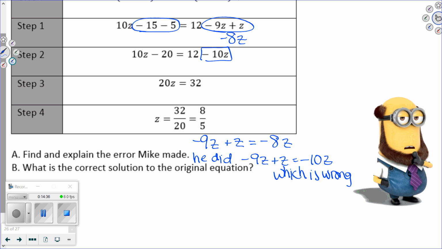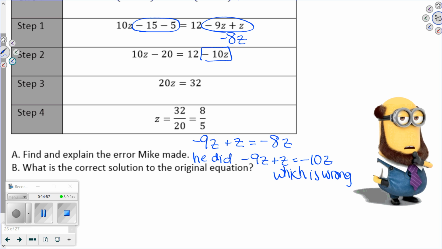Okay, in math, you can explain a lot just by showing work. So I don't actually need sentences. If you're somebody who likes sentences, by all means, you're more than welcome to write them. I'm not going to count it wrong, but you don't have to. So just recognizing where that error took place. Part B, what is the correct solution to the original equation?